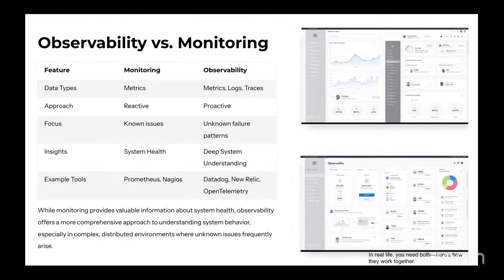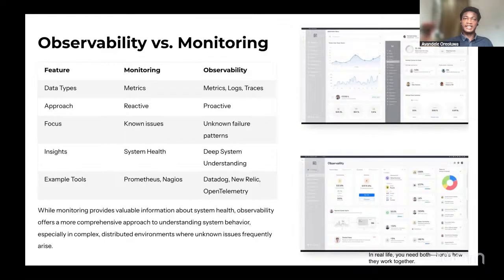So as I said, monitoring just provides you information about your system. It gives you a dashboard: my CPU is at 80% capacity, my storage is at 50% capacity, I'm having errors on my CPU, my memory is at 20% capacity, it's not high. It provides information about your system.